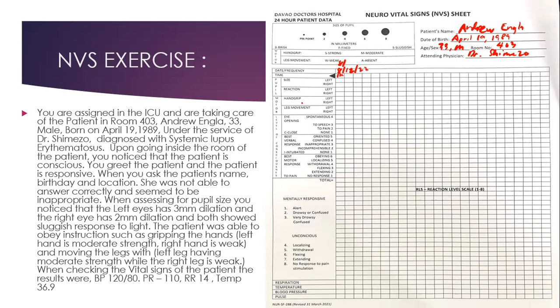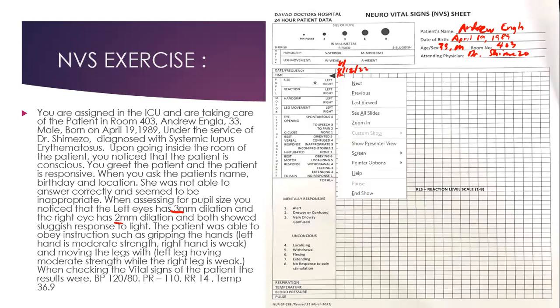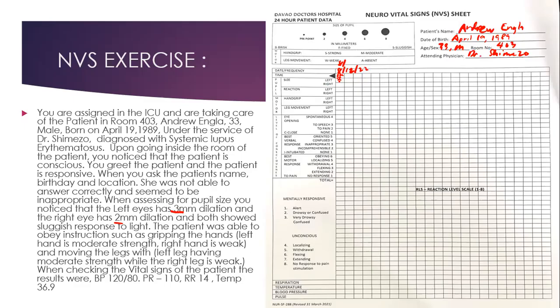Alright, so size of pupils, on the left, we have 3, and on the right, we have 2. So put 3 on the left, and then 2. Reaction, both are sluggish. So, sluggish, S. Write S, S. Then, hand grip. On the left it is moderate, and on the right is weak. For the legs, left is moderate, and the right is weak. So, left, moderate, right, weak. So, upon assessing for consciousness, he is conscious, spontaneous, 4.